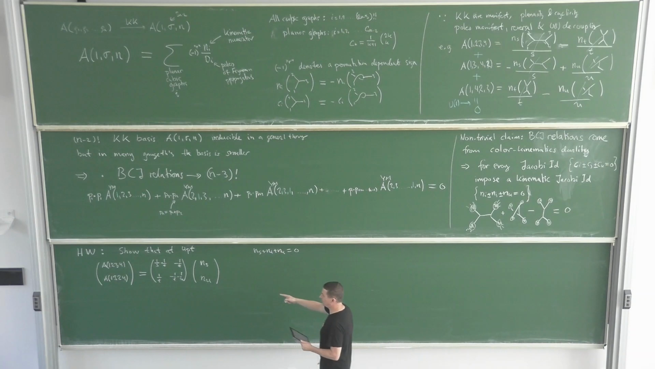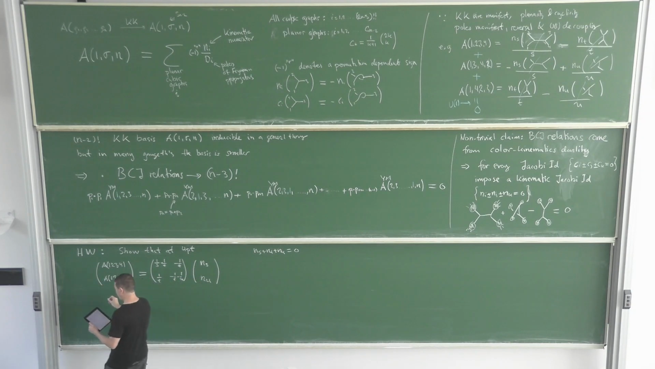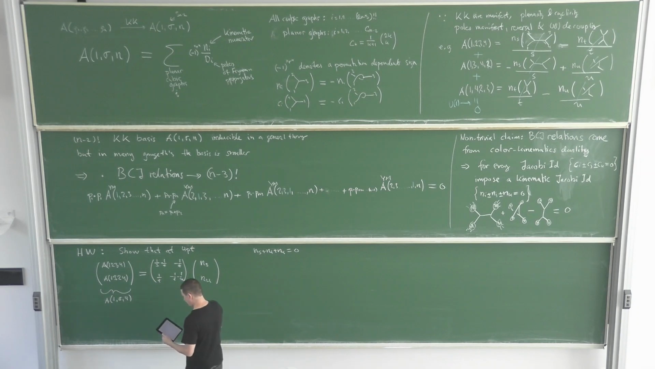So the first part of the homework exercise showed that you can write your partial amplitude as this matrix equation, where this is a 2x2 matrix. And we can also introduce some notation. Well, we already introduced some notation for this guy. This is basically A1 sigma 4, right? Let's introduce a notation for this guy. Well, I can just use the same notation, so let's call it N1 comma sigma comma 4.